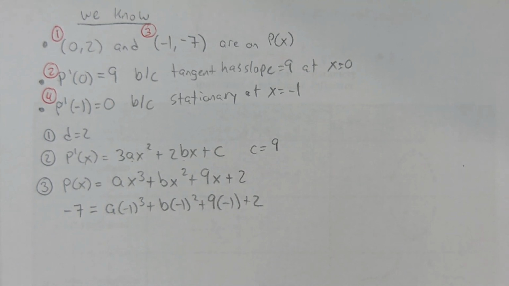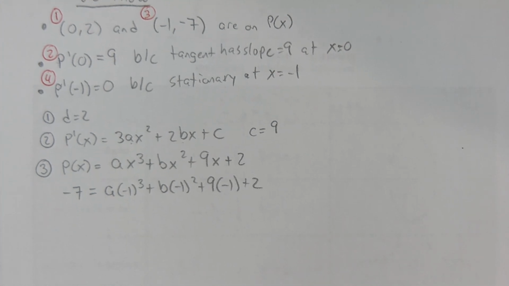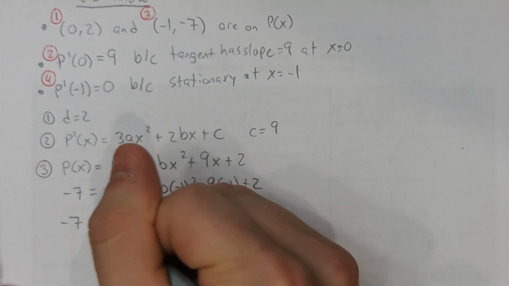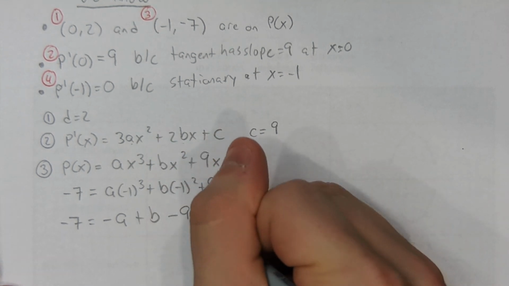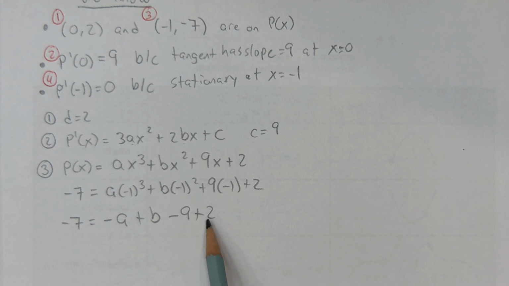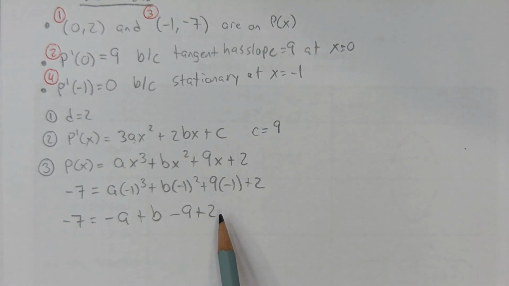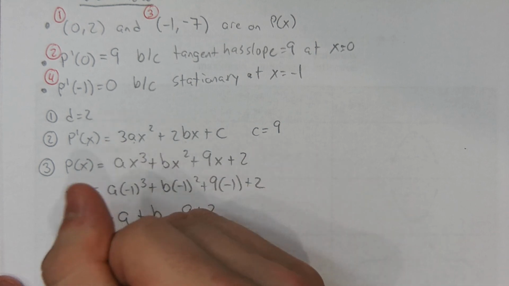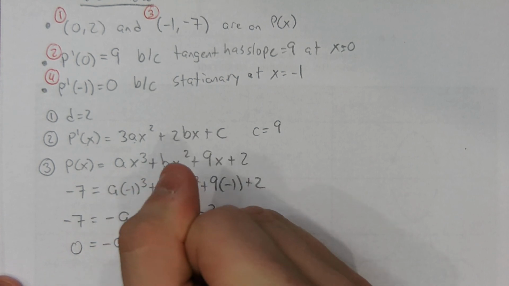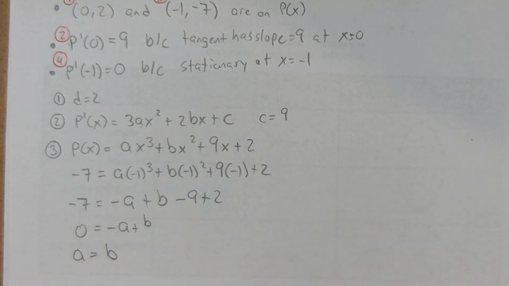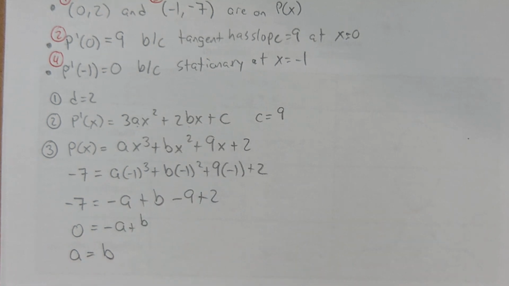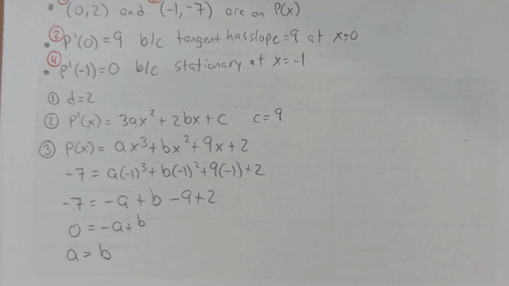The only way you can solve for two unknowns is if you have two equations. All right. -7 equals -a plus b minus 9 plus 2. Well, -9 plus 2 is actually -7. So if I just add this 7 over here, I get 0 equals -a plus b. Oh my gosh. A equals b. Whoa. So whatever A is, B is. Whatever B is, A is.